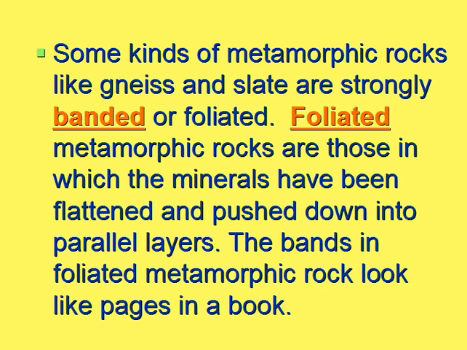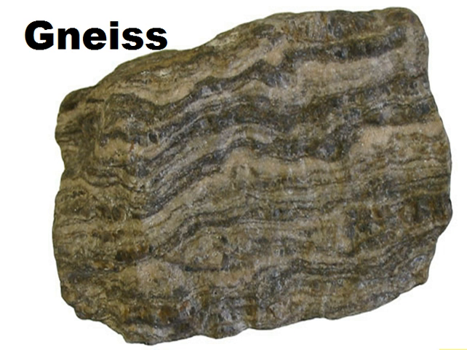If you think back to the sedimentary rocks, where they have strata and layers, you can see the layers. Foliated metamorphic rocks are those in which the minerals have been flattened and pushed down into parallel layers. And these bands actually look like the pages in a book. I'll pass around some examples where you can see this. And I've got a good example for you right here. So this is your gneiss.